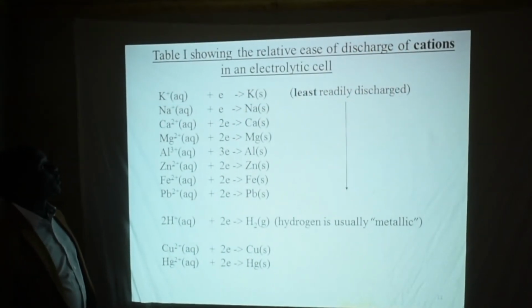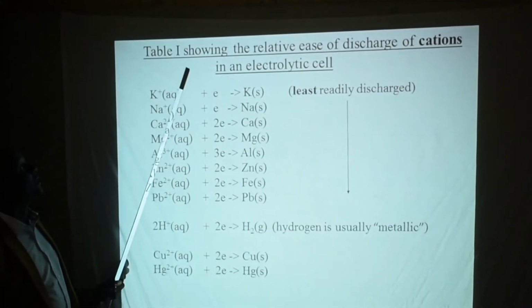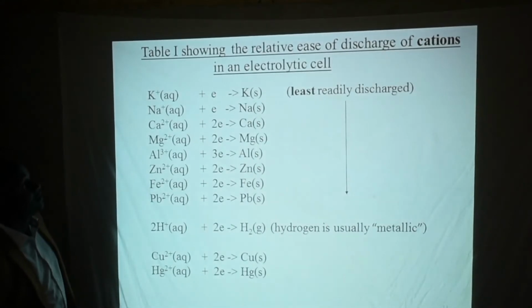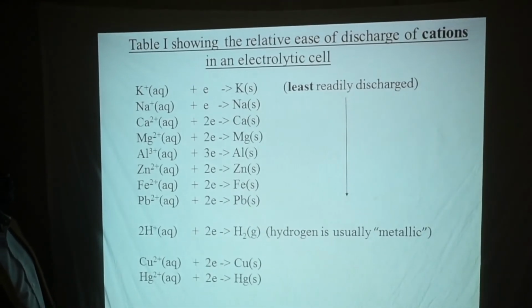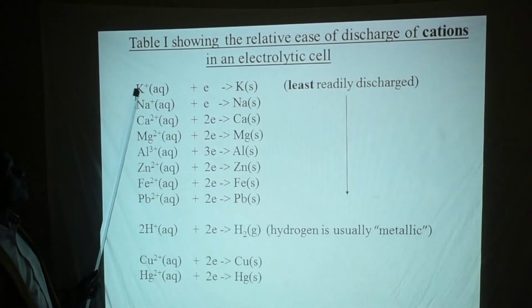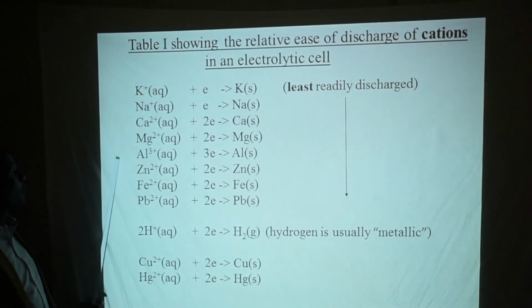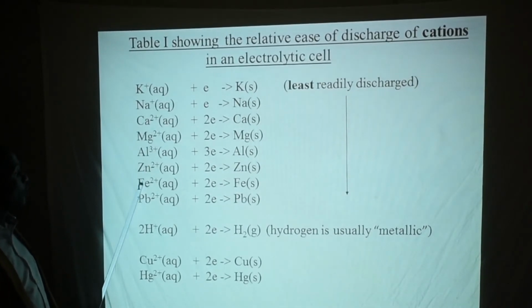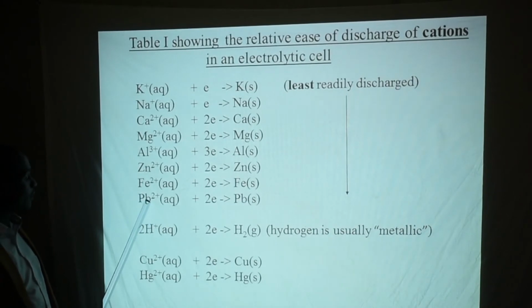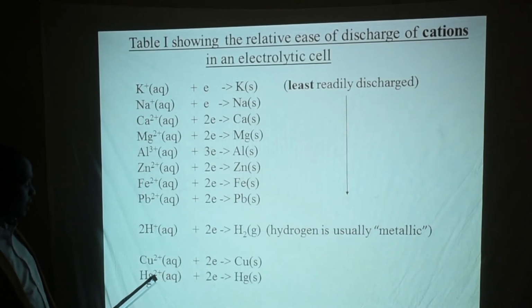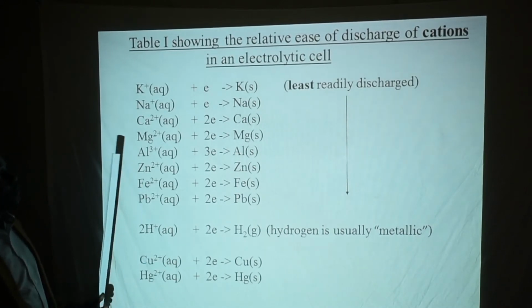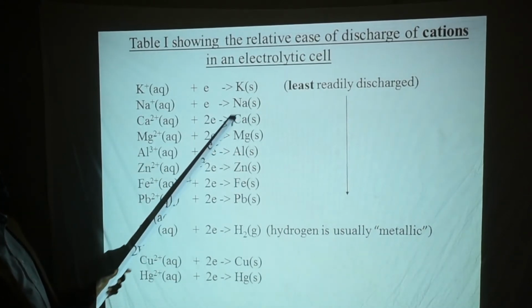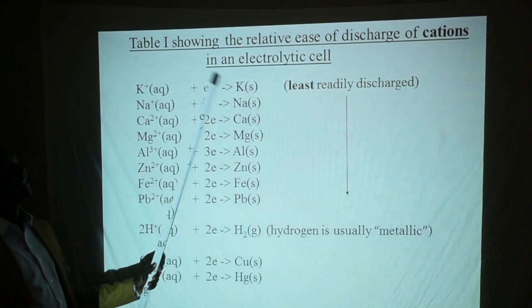Now, let's look at the reactivity series of actual discharge of cations. Here we have potassium, sodium, calcium, magnesium, aluminum ions, zinc ions, iron ions, lead, then hydrogen ions, then copper, and then here mercury. So we are saying that the ones at the top here are least discharged.